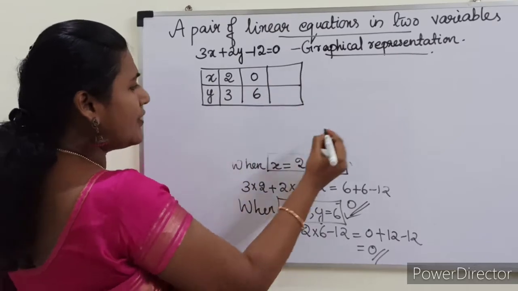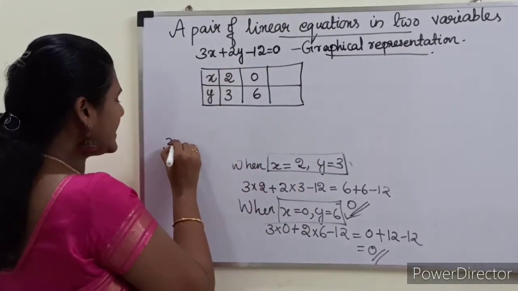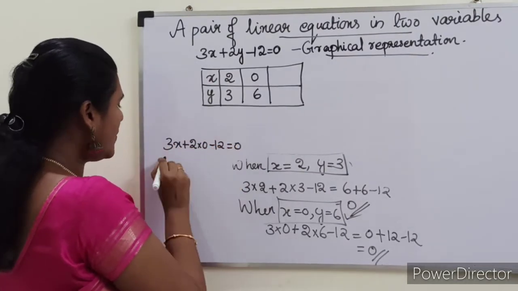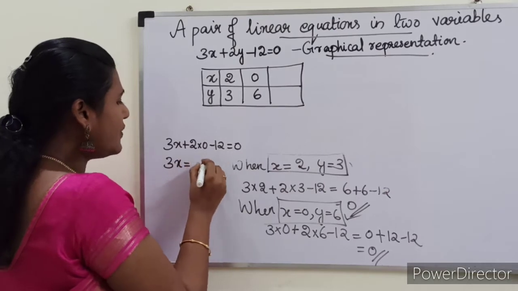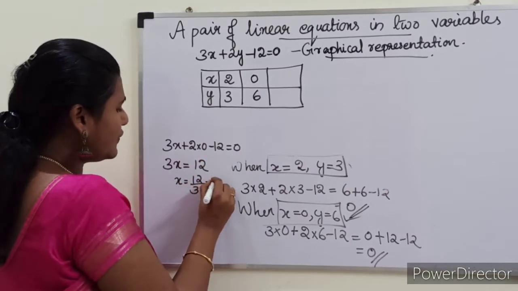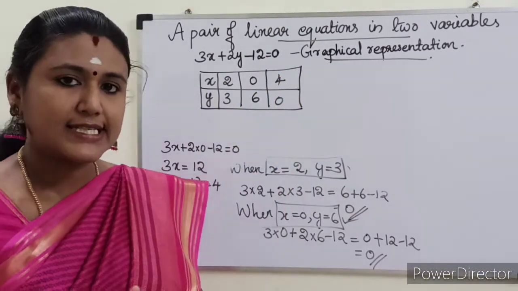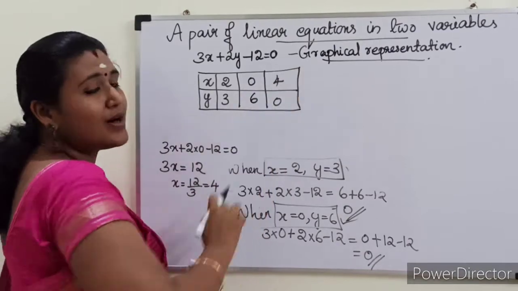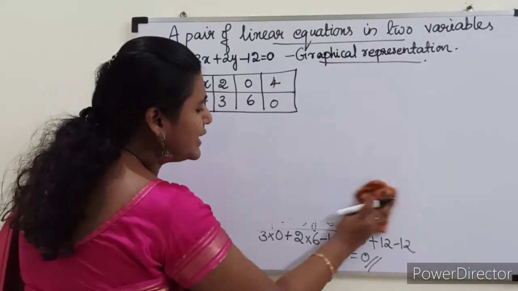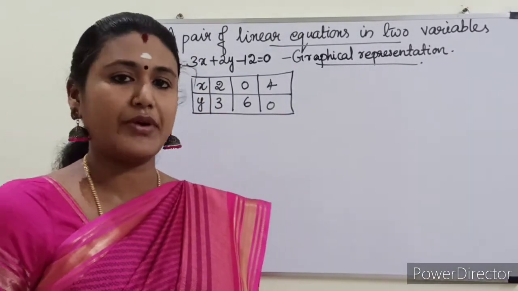The same way, when you substitute y equal to 0, what value are you getting? 3x plus 2 into 0 minus 12 equal to 0. So 3x is equal to 12. So x is equal to 12 by 3, which is equal to 4. So when you substitute y equal to 0, you will get x equal to 4. This is also a solution. So a minimum of two solutions you need to draw the graph of a linear equation in two variables.